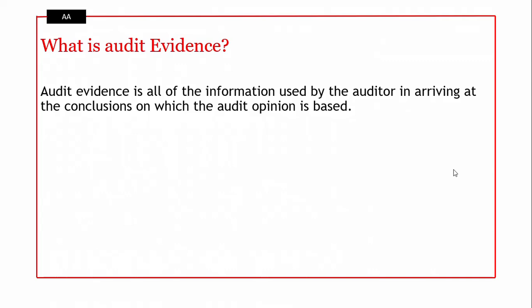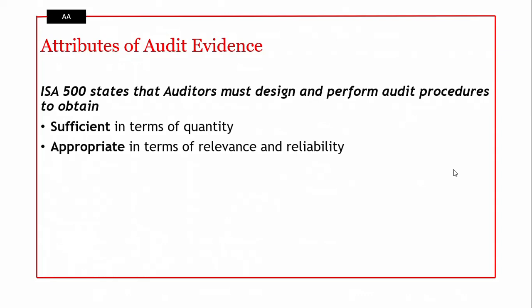So audit evidence is basically all the information, as I mentioned earlier on, that the auditor uses in arriving at their conclusion. And of course, when we say conclusion, we are referring to their opinion. So your opinion is going to be determined by the audit evidence that has been gathered. Your opinion is supposed to conform to the type of evidence that you have been able to gather.